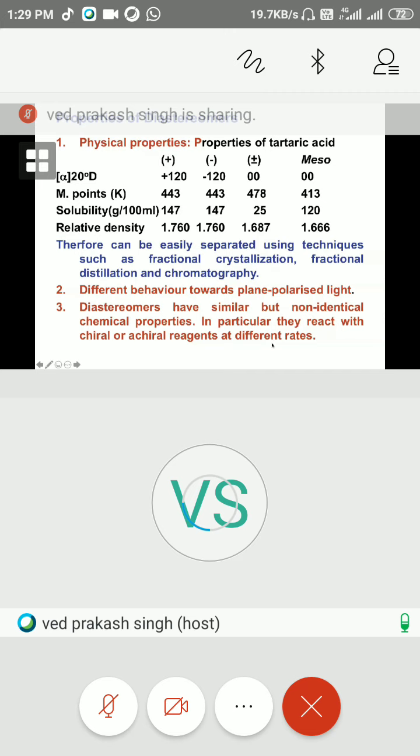Diastereomers have similar but non-identical chemical properties. In particular, they react with chiral agents at different rates. So the reaction will also be different.